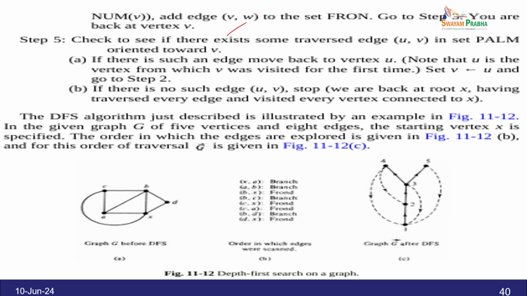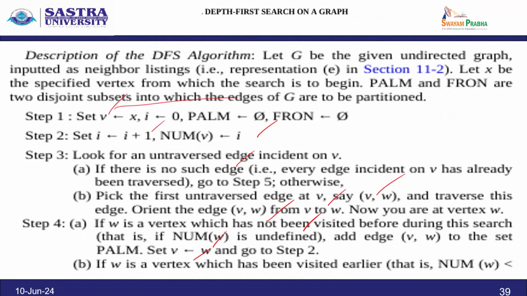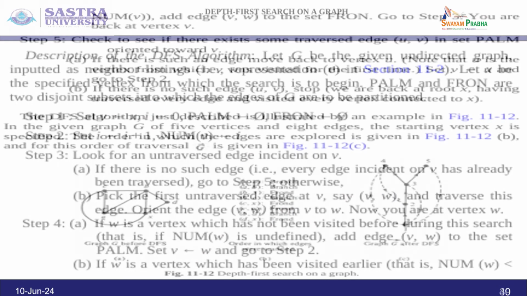Now check to see if there exists some untraversed edge (U, V) in set E oriented toward V. If there is such an edge, move back to the vertex U and set V to U and go to step 2. If there is no such edge, stop. That traverses every edge and visits every connected vertex. So this is DFS, which means depth first search. It is most useful in AI and ML.